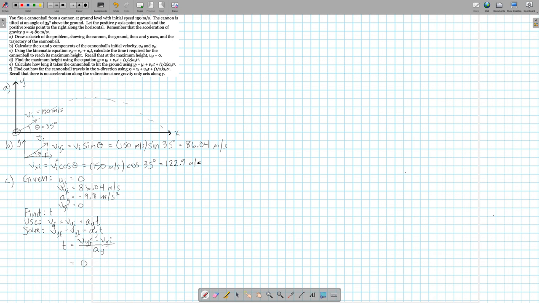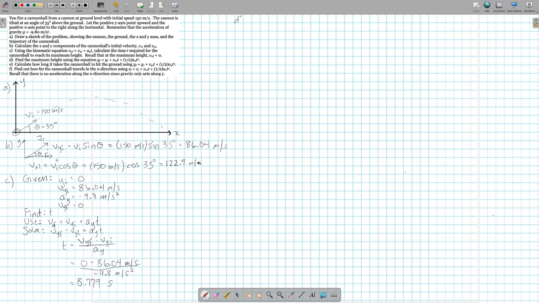VYF was 0. VYI was 86.04 meters per second. And AY is minus 9.8 meters per second squared. And that equals 8.779 seconds. And once again, I kept some extra digits so we can have some more digits to work with along the way in our intermediate calculations so we don't get rounding errors.